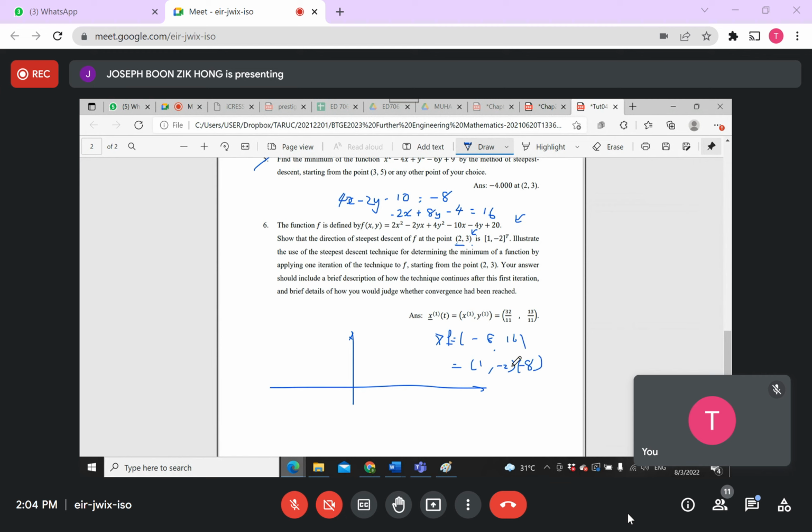So it is in the direction of 1 and negative 2. So that's why they said the direction is this one. You just show it like that. Okay, so this is the direction.